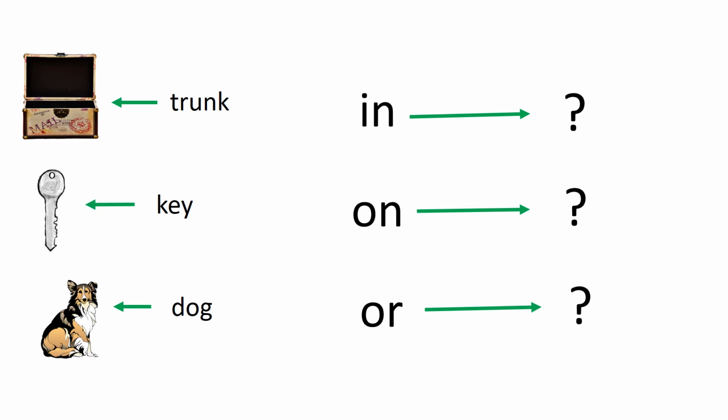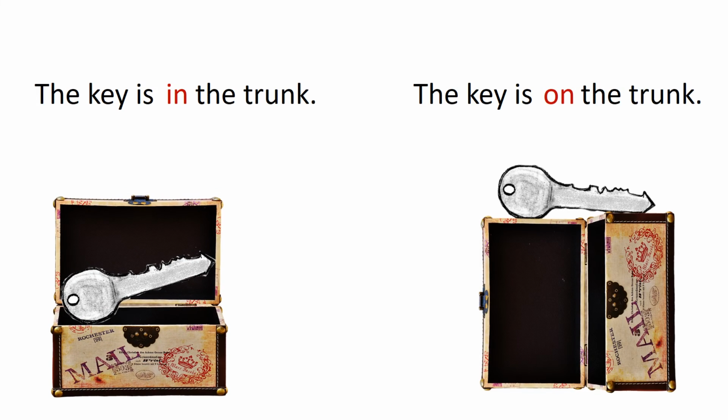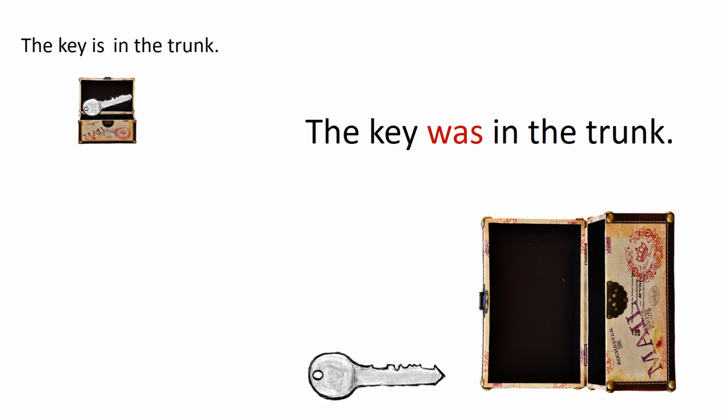To think about this, let's go back to our infamous sentence, "The key is in the trunk." If we change in to on, what changes? The objects in the scene are all still the same. What has changed is their relationship in space. What if we change is to was? Still the same objects, still the same spatial relationships. What has changed is the time frame of the scene we are talking about relative to the person who is sending the message.